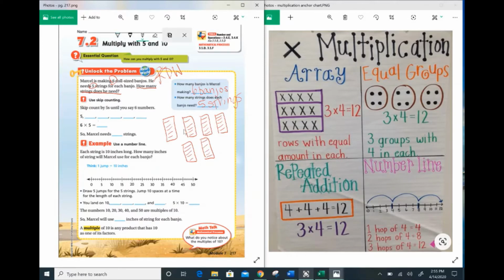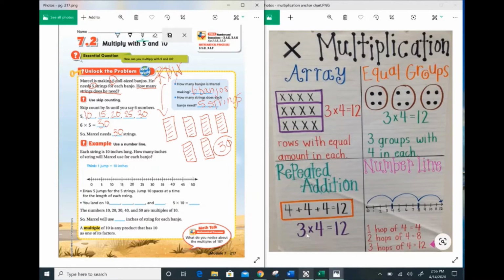Now from here we can also skip count. So 5, 10, 15, 20, 25, 30. So we see that he might need 30 strings. Another way is we can just skip count until we get 6 numbers: 5, 10, 15, 20, 25, and 30. Or we could just multiply 6 times 5, which equals 30. So we know Marcel needs 30 strings. We drew that right there, and we wrote our sentence over here.